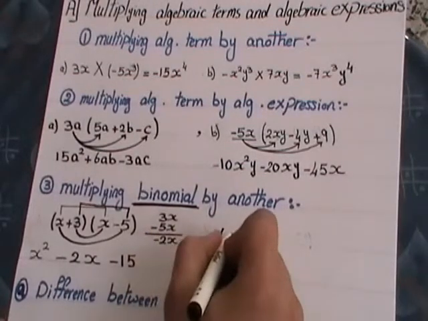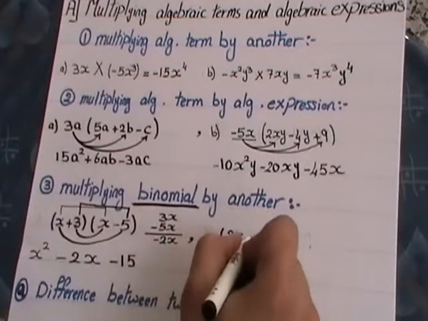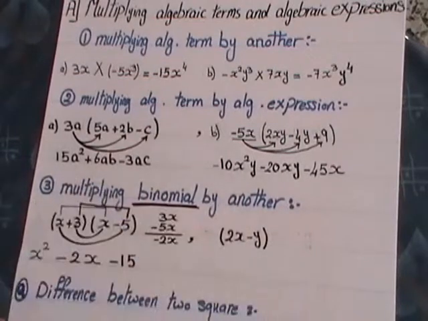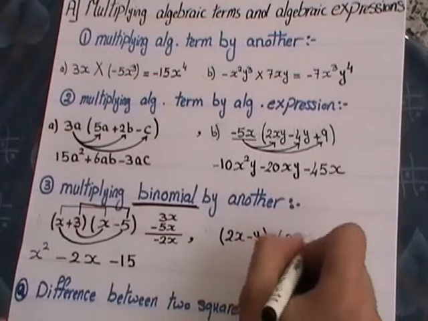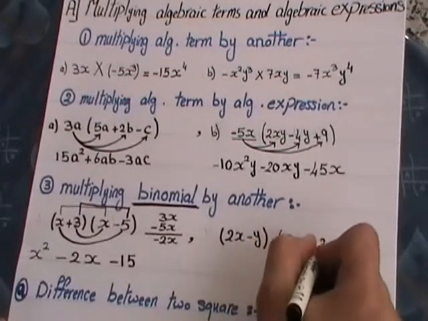If we have 2x minus y, and this is the first binomial, and the other is 2x minus 3y.